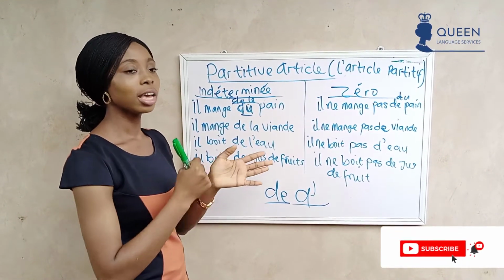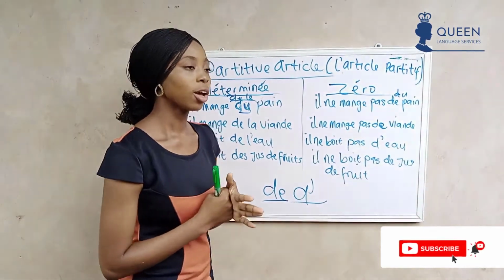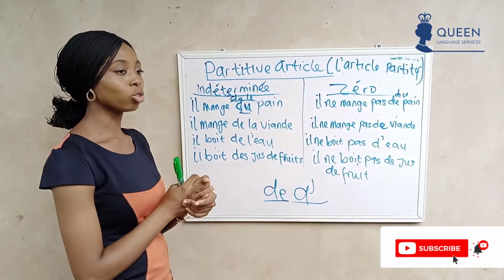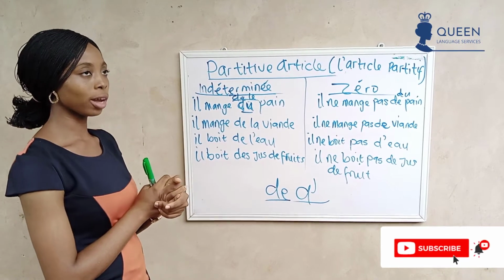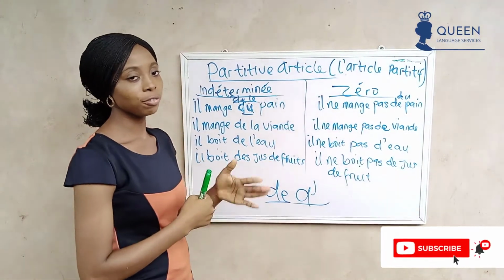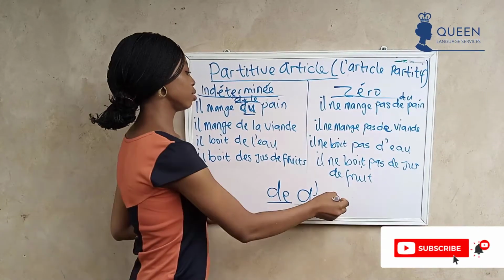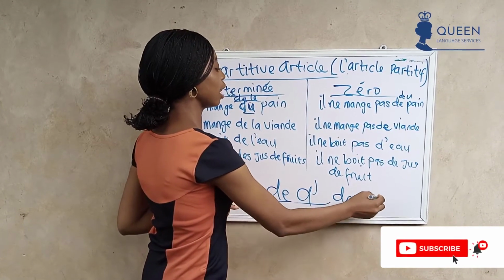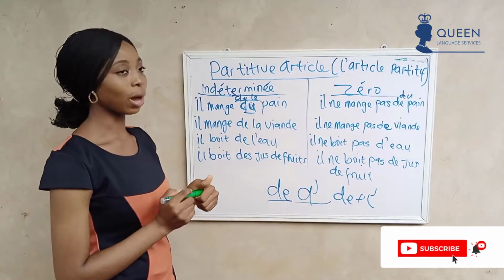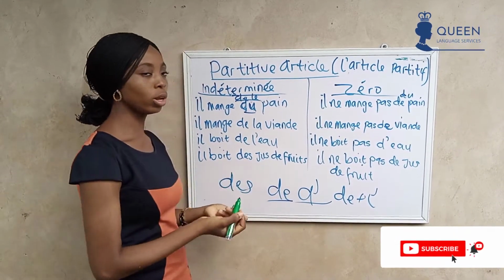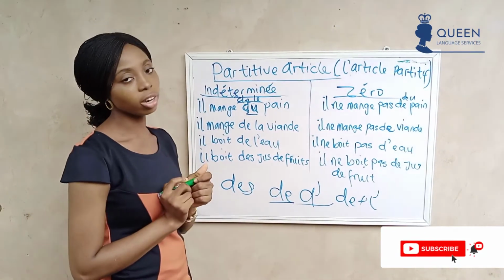Note that when it is a masculine singular, it contracts. When it is a feminine singular, it remains the same. And when we have it as an apostrophe, we can have both masculine and feminine gender, which is singular, as our article de plus l apostrophe. And our plural form remains the same, which is des. So it could be for a masculine or a feminine gender.